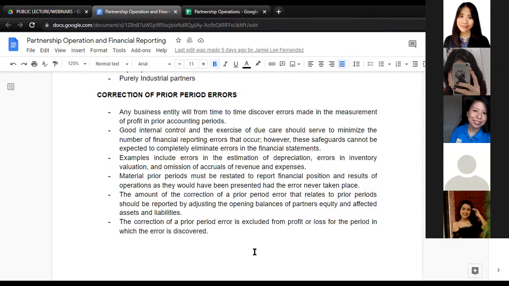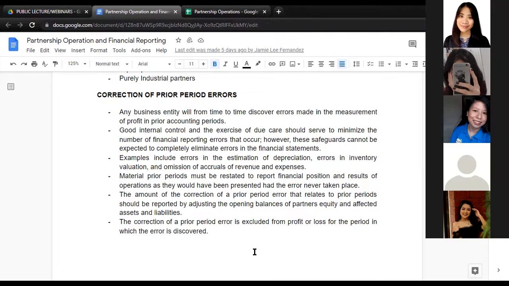Prior period errors are omissions from and misstatements in an entity's financial statements for one or more prior periods arising from a failure to use or misuse of reliable information that was available and could reasonably be expected to have been obtained and taken into account in preparing those statements. Such errors result from mathematical mistakes in applying accounting policies, oversights, or misinterpretation of facts and fraud.